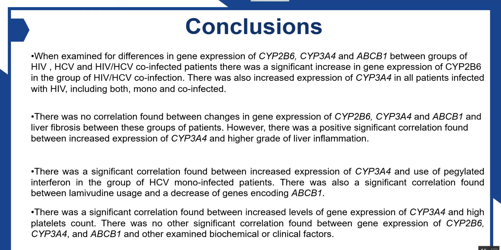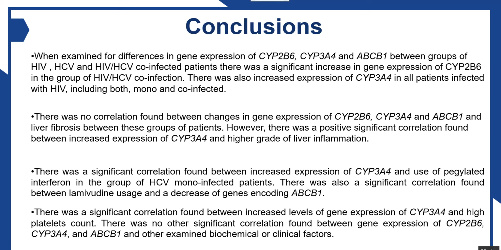There was no correlation found between changes in gene expression of CYP2B6, 3A4, and ABCB1 and liver fibrosis in this group of patients. However, there was a positive significant correlation found between increased expression of 3A4 and a higher grade of liver inflammation. There was a significant correlation found between increased expression of CYP3A4 and the use of pegylated interferon in the group of HCV mono-infected patients.